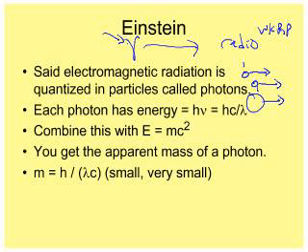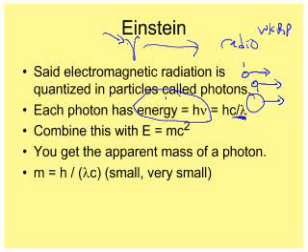Each photon has an energy. Energy equals h nu. Or, because we can figure out that nu is c over lambda, energy equals hc over lambda. You can combine this with E equals mc squared, and you can get the apparent mass of a photon.